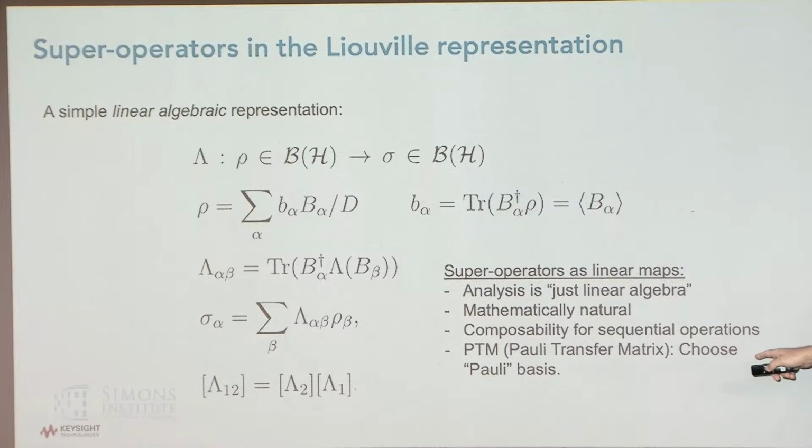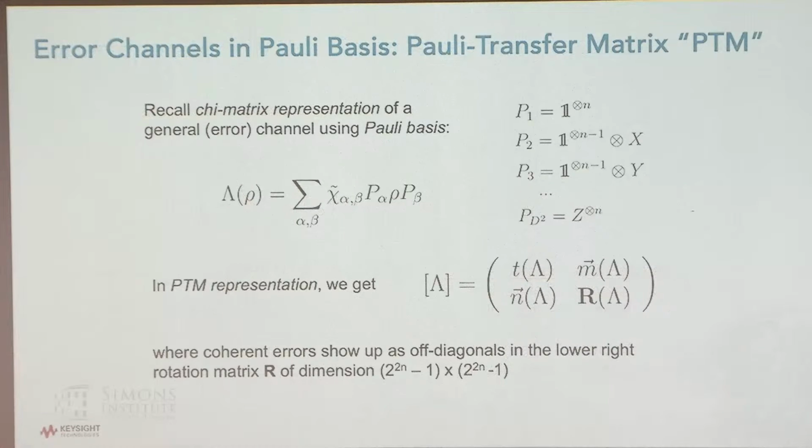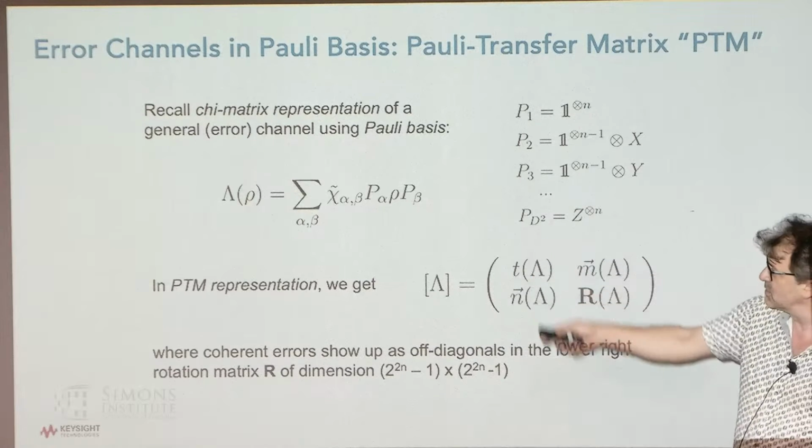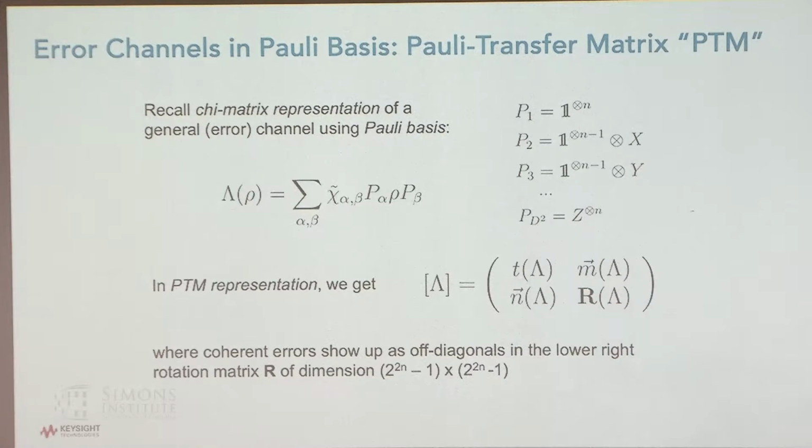And then probably the most convenient representation to choose is to choose your operator basis to be the Pauli basis. The familiar Pauli operators, which I've illustrated here. So the chi-matrix would look like that in the chi-matrix picture. But in the Liouville representation, in the Pauli basis, we call this the Pauli transfer matrix, or PTM representation.